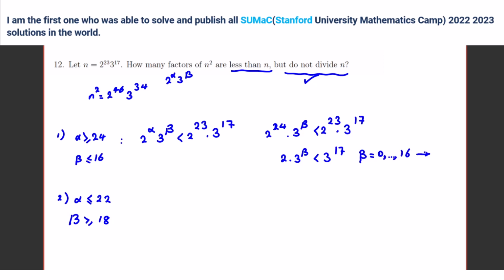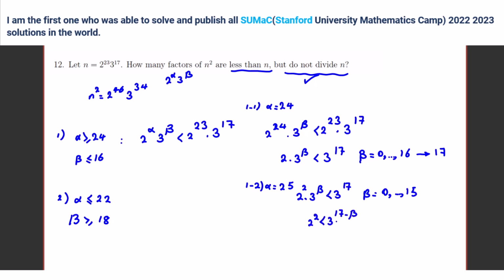Yeah, so how many cases? 17. It is for the case that alpha is 24, right? If alpha is 25, we can say what? 2 times 3 to the beta is less than 3 to the 17, right? 2 squared. So beta here can be from what to what? 15. Yes, you can also say that 2 squared is less than 3 to the 17 minus beta, right?